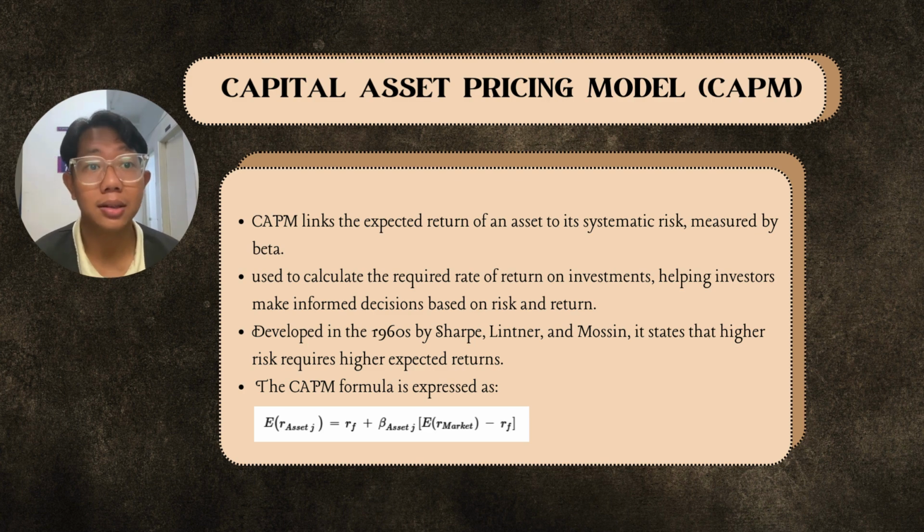The last one is the capital asset pricing model, or we can call it CAPM. CAPM links the expected return of an asset to its systematic risk measured by beta. CAPM is used to calculate the required rate of return on an investment, helping investors make informed decisions based on risk and return. CAPM was developed in the 1960s by Sharpe, Lintner, and Mossin, and they also stated that higher risk has a higher return. Here we can see the CAPM formula.